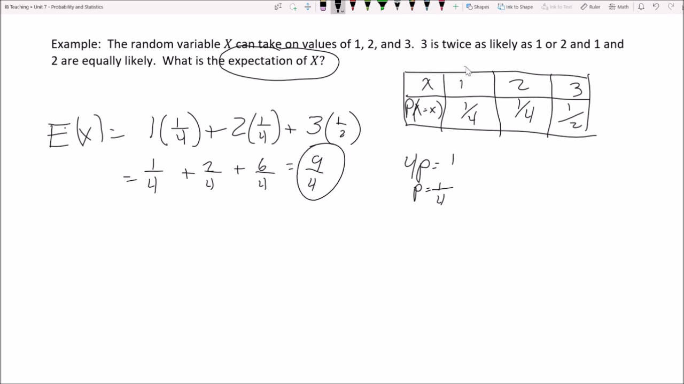So guys, that's all it is. You're multiplying these together, multiplying these together, multiplying these together, add all those results up. That's all it is.